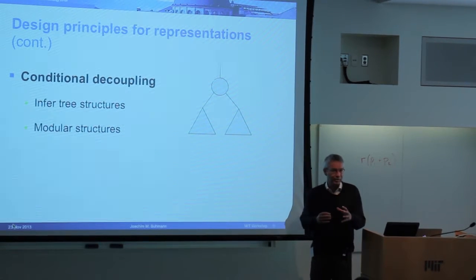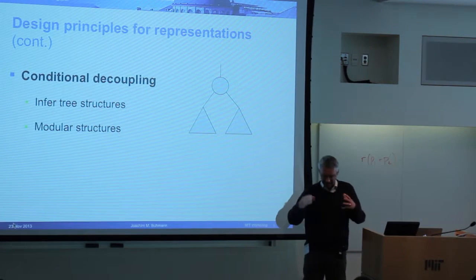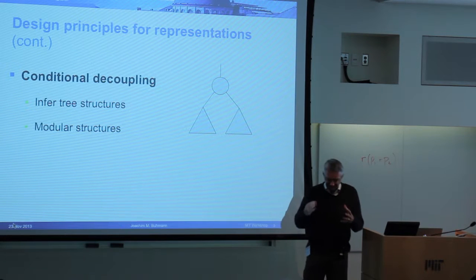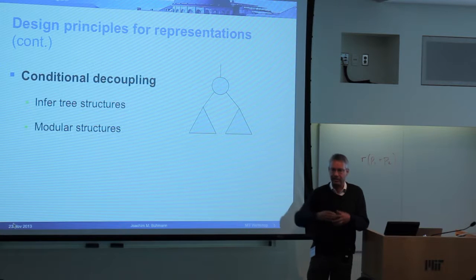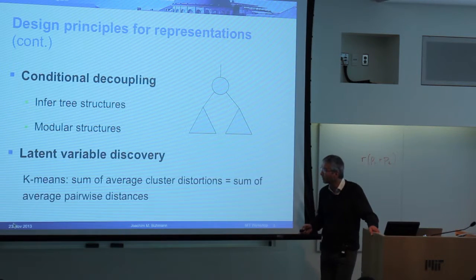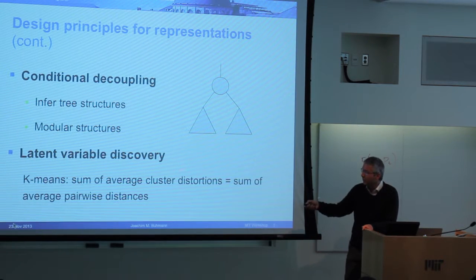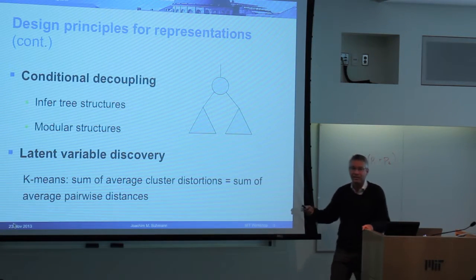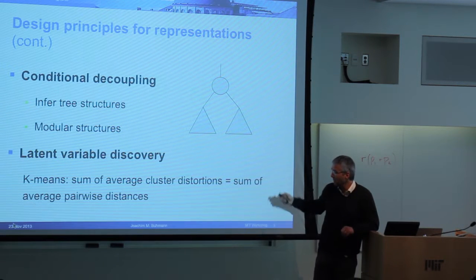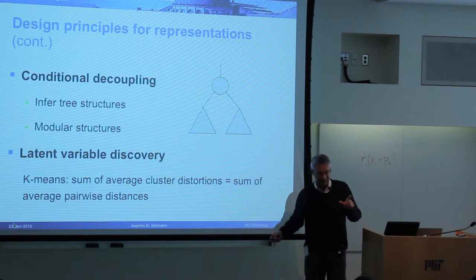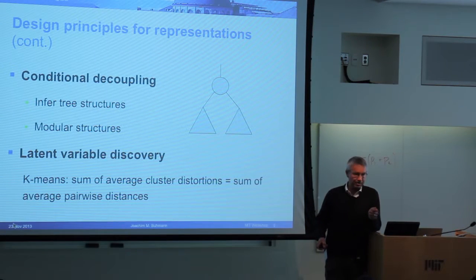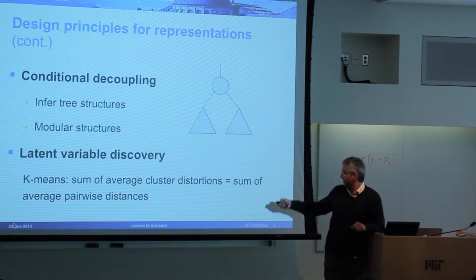If you have a module, you would take as a defining concept for a module that it has a lot of very strong interactions inside the module and very loose coupling to the outside. So latent variable discovery goes in the same direction. And what I would like to point out is an example everybody of you knows: K-means. It's the sum of the average distortion, which we measure by the quadratic distance between the sample and the representative. But it's the same as the sum of the average pairwise distances.